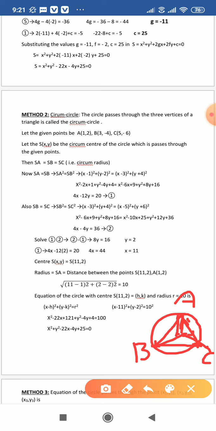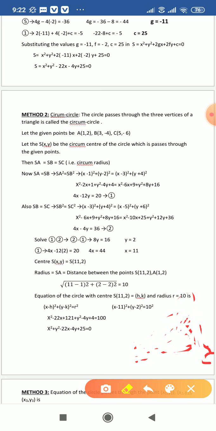These are all equal. That means SA, SB, SC are all equal. Why? Because these are the circumradius. Therefore, by using this condition, we find the equation of the circle: first we find the center of the circumcircle and the radius of the circumcircle.